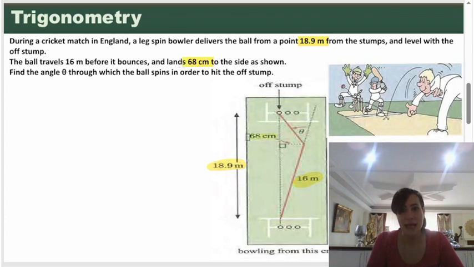We see 68 centimeters. I got all the information in meters and suddenly I get a centimeter, so I have to convert it. To work and solve any problem, I have to have all the information in the same unit. So let me continue. Find the angle theta through which the ball spins in order to hit the off stump. So I am going to find theta here.